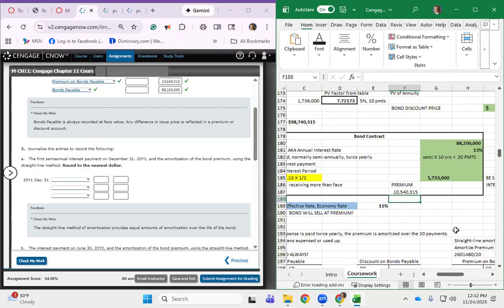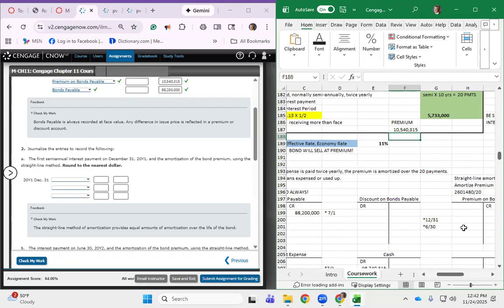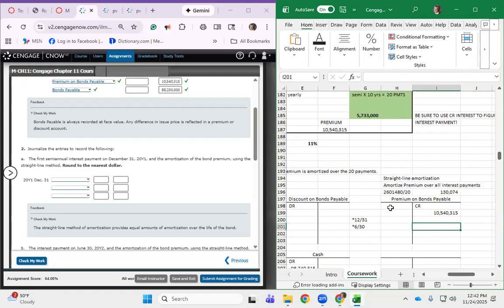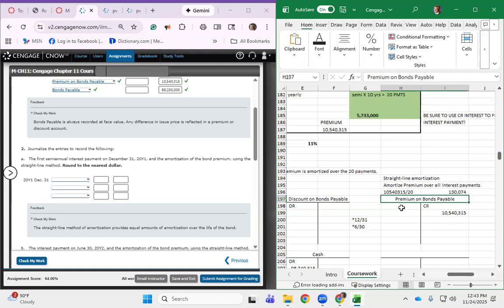Good. All right. Now we're going to do amortization of the premium, very similarly to the way we amortized the discount, but just the opposite. So we're going to take the amount of the premium and divide by how many payments of interest that you're going to have. Mine is 20. Okay, 20 payments of interest. And every time we make a payment, we're going to debit this account.